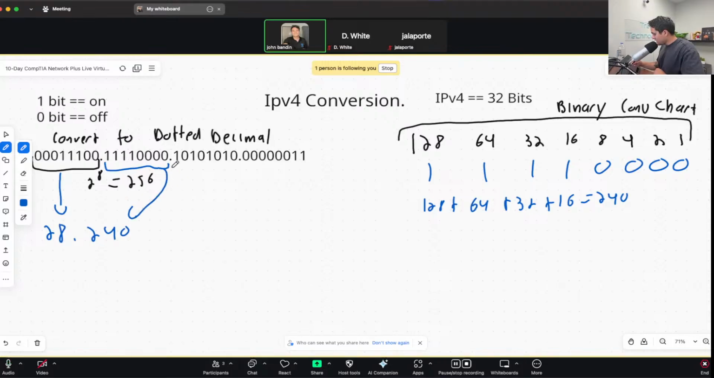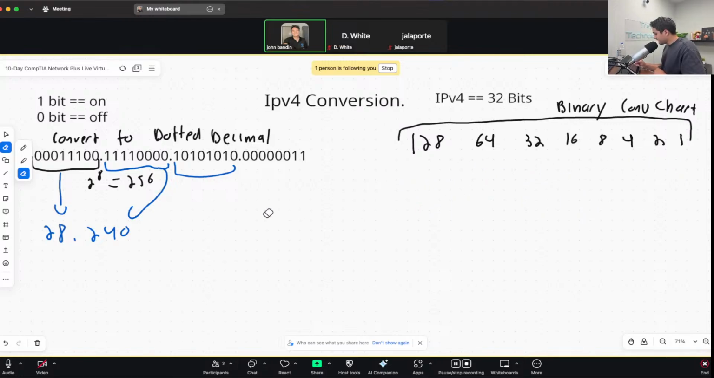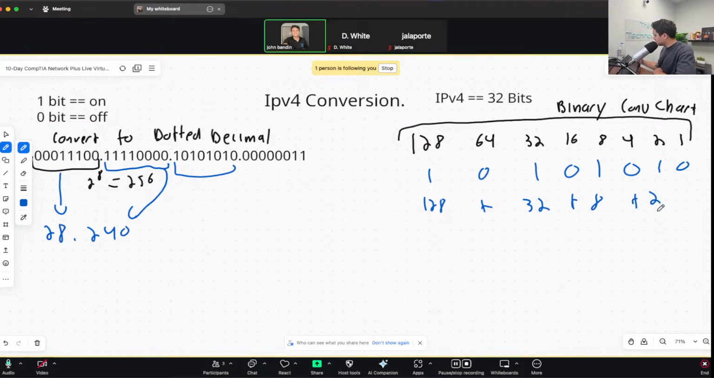So here's our next octet. Let's do it. It's going to be 1, 0, 1, 0, 1, 0, 1, 0. Okay, made it difficult on myself. So that's going to be 128 plus 32. We're only counting the on bits. Plus 8 plus 2. So let's see. 8 plus 32 is 40. Plus 2 is 42. 42 plus 128 is 170. I just did some quick math in my head.